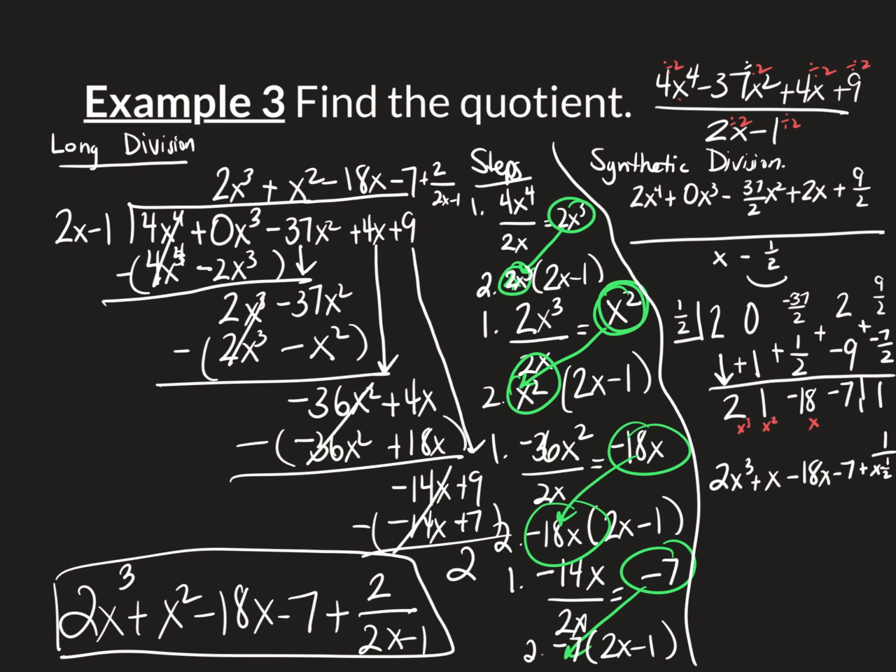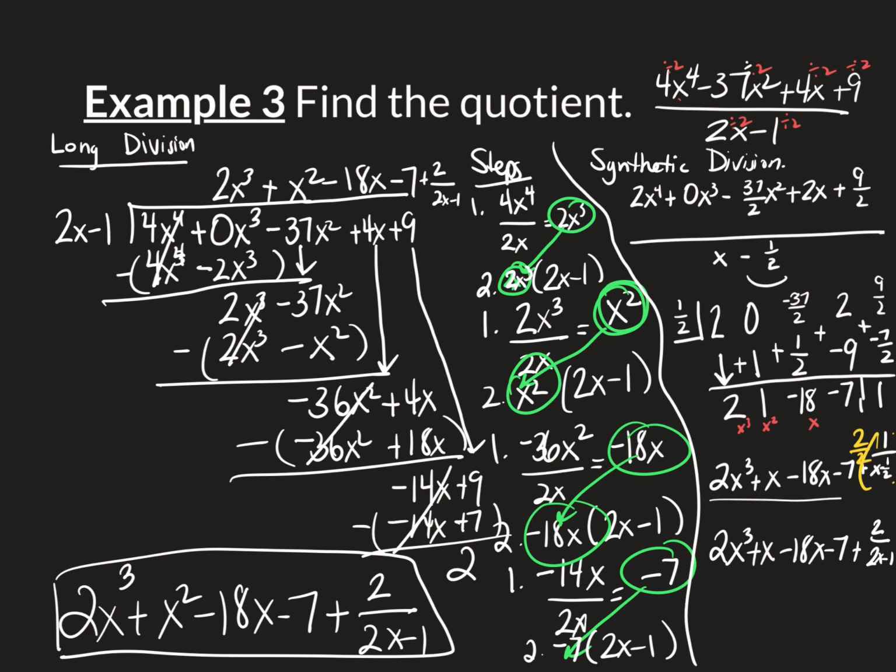Now, if you want to write that remainder the way the other one is written, then we can multiply this by 2 over 2, which is technically multiplying it by 1, which doesn't really change the value. So let's go ahead and do that. So I have 2x cubed plus x squared minus 18x minus 7 plus 2 times 1 is 2 over 2 times x minus 1/2 is 2x minus 1. So we actually did get that answer.